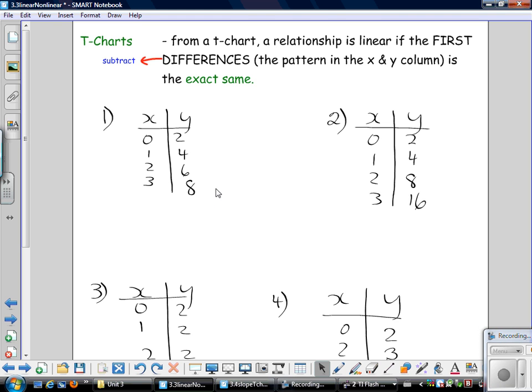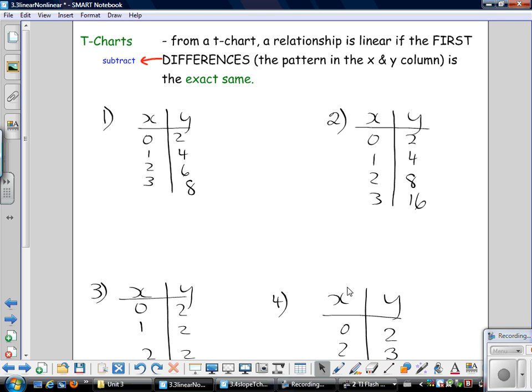Instead of taking the column, subtracting, and then taking those numbers and subtracting again, that would be second differences. We could do third or fourth. But for linear and nonlinear, we only have to do the columns one time. Both the pattern in the x and y have to be exactly the same.